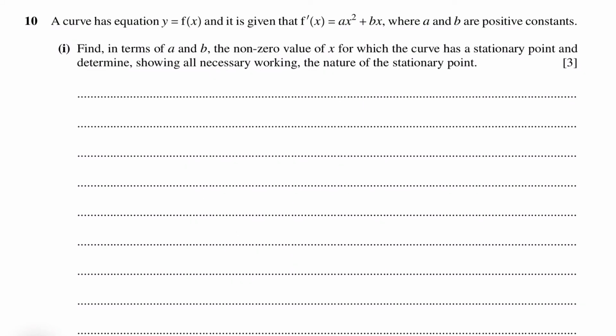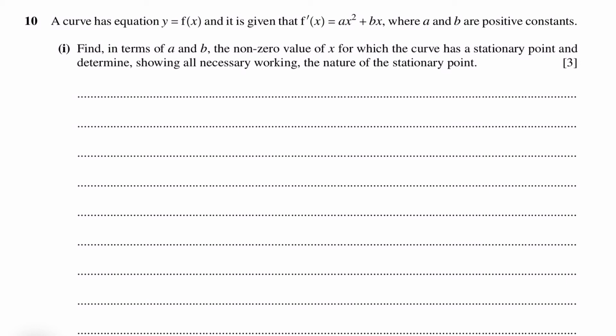Our curve has equation y is equal to f(x), and it is given that the inverse of the function is ax squared plus bx, where a and b are positive constants. Find, in terms of a and b, the non-zero value of x for which the curve has a stationary point, and determine, showing all necessary working, the nature of the stationary point.